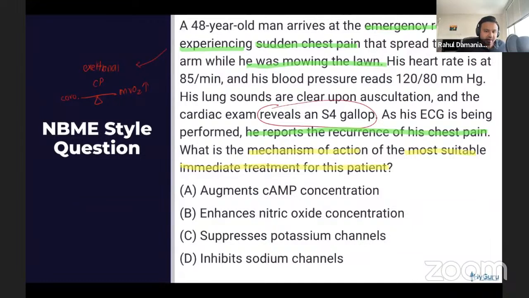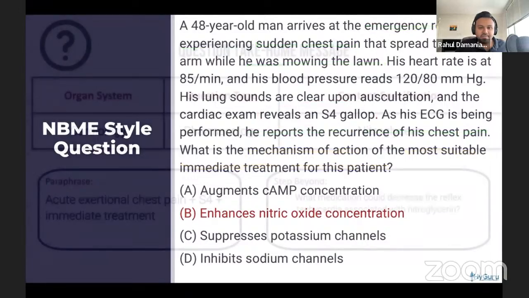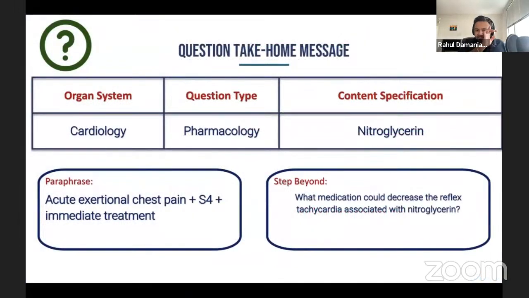Recall that when it comes to nitroglycerin, it is going to act via cyclic GMP, not cyclic AMP, and it is going to enhance nitric oxide concentration. Very good. So this was a cardiac pharm question testing you on nitroglycerin. Let's go ahead and take it a step beyond. What medication could decrease the reflex tachycardia associated with nitroglycerin? What do you think is the best answer here?